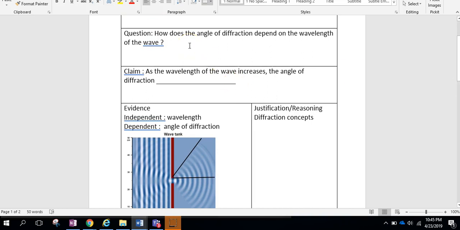The question is usually available at the beginning of the virtual lab. It must be focused. The claim should answer the question. Evidence means data. So you collect data of the two variables and put them in data tables, and if possible plot graphs. And under justification, think of what science concepts help you understand what you just observed as the evidence.